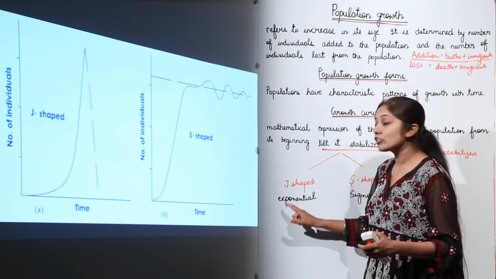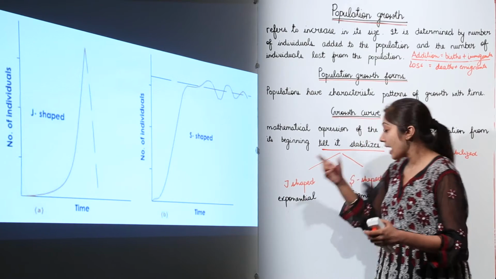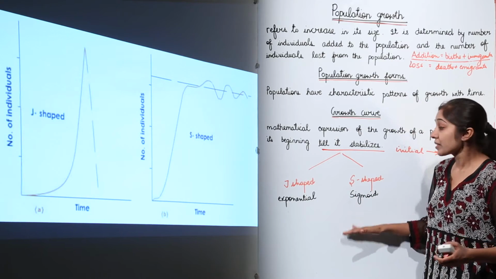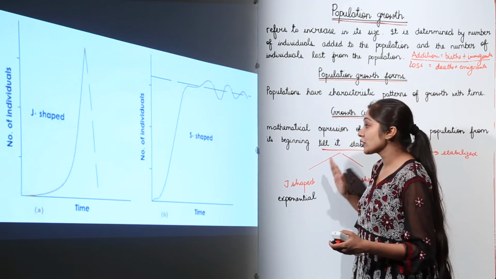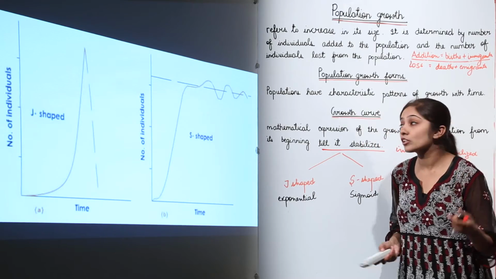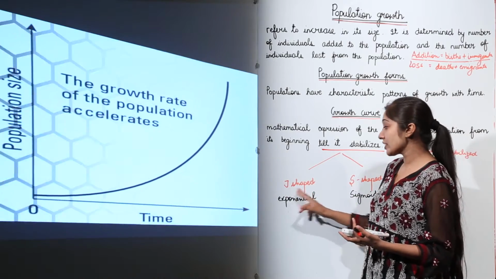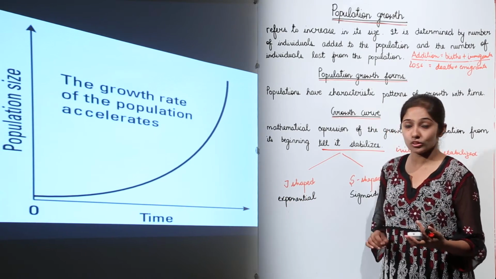J-shaped growth curve is also known as exponential growth curve, and S-shaped growth curve is also known as a sigmoid growth curve. So we'll be starting with J-shaped growth curve, that is exponential growth curve, firstly. As I told you, J-shaped growth curve is also known as exponential growth curve.